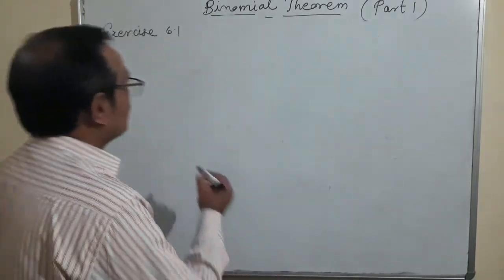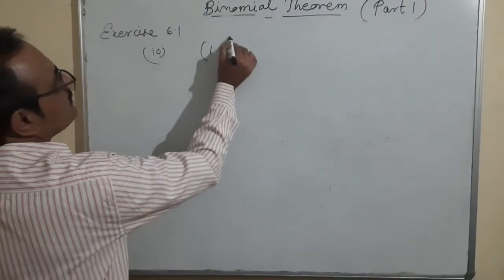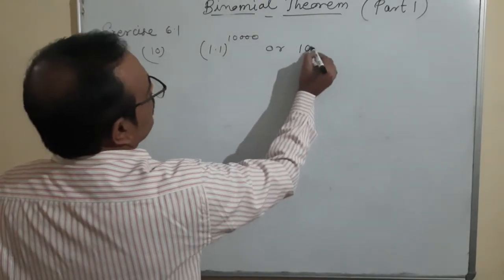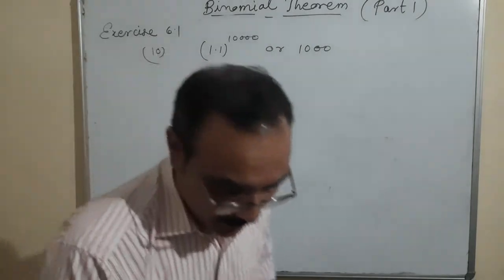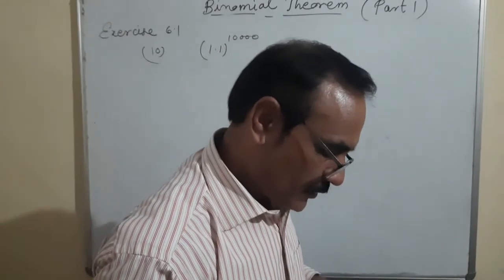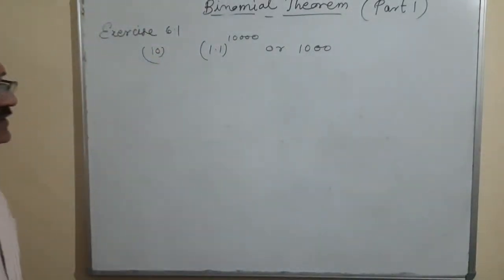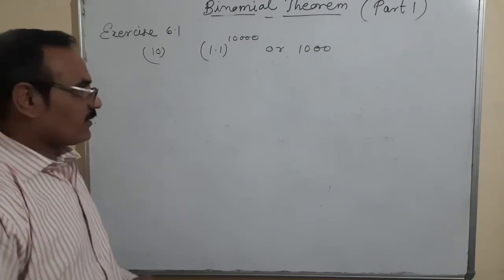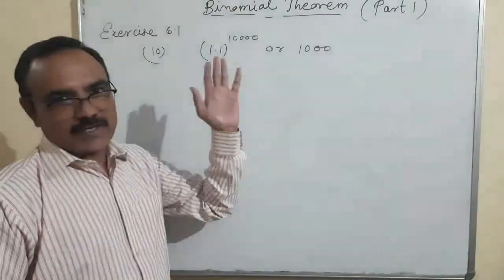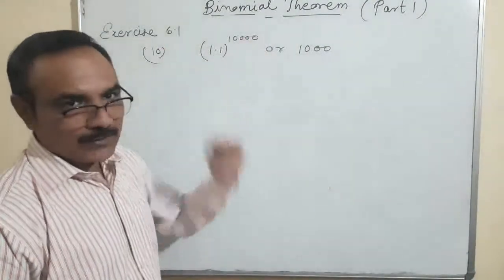Question number 10. 1.1 to the power 10,000 or 1,000. Which one is larger? It's a very interesting question. By the way, without using the binomial theorem, if you are going to find out, it's very difficult for you. 1.1 to the power 10,000 is there, how to calculate it.